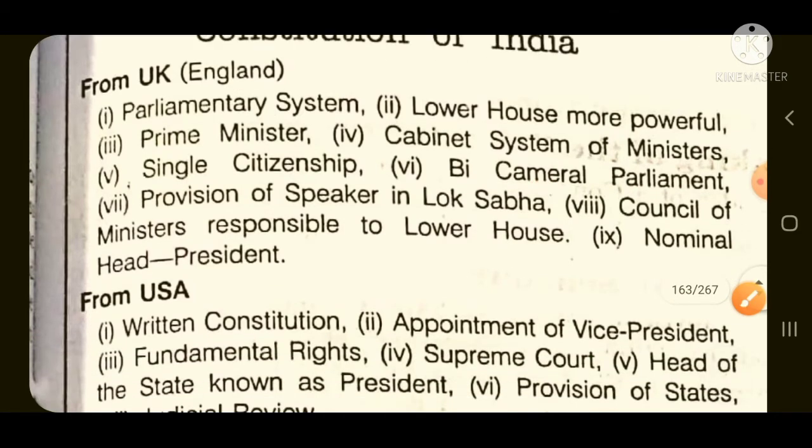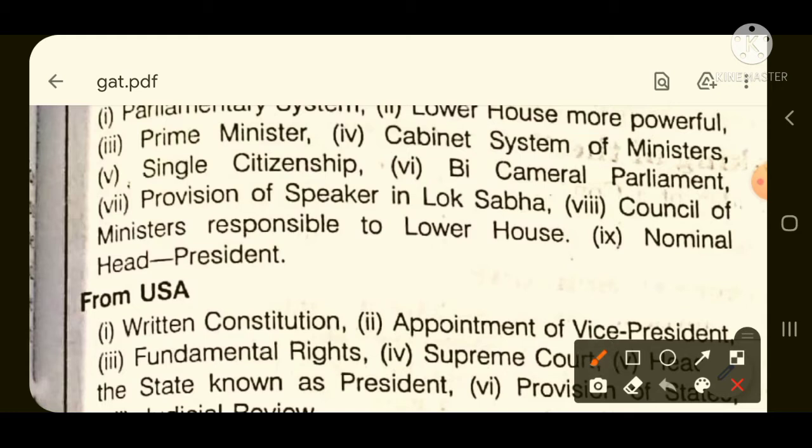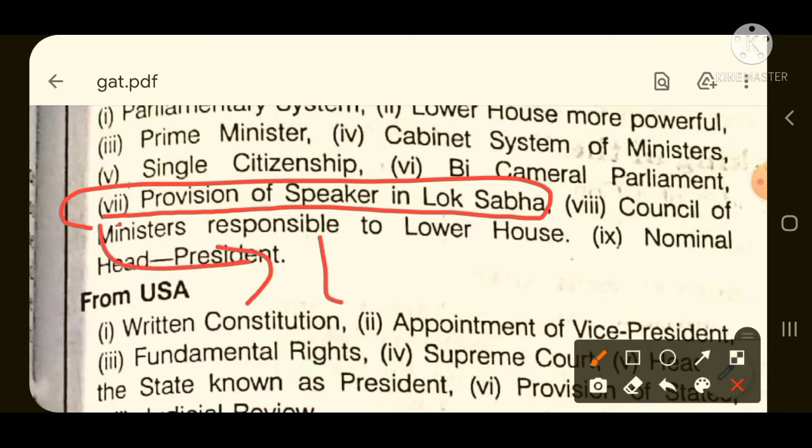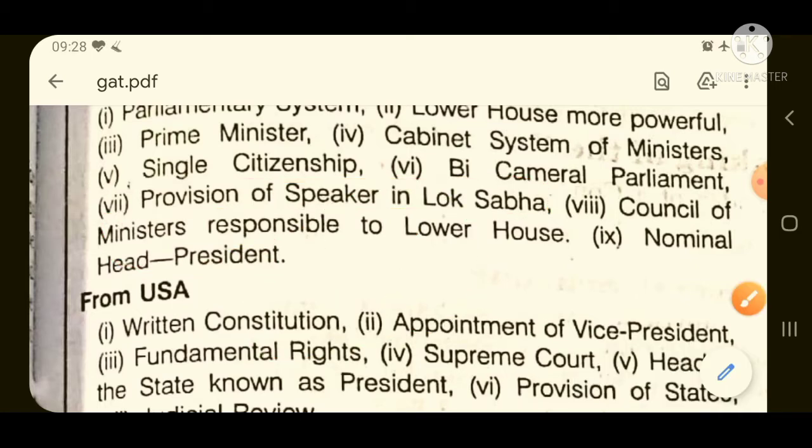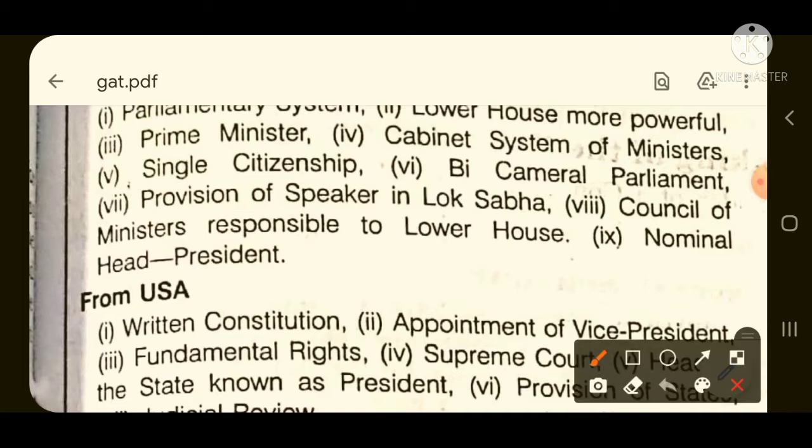So we have borrowed this feature from the country of UK. Next feature is provision of speaker in Lok Sabha. Like in our Lok Sabha we have got one speaker. The speaker is the head of the lower house, that is called Lok Sabha. In the same way, even in the UK Parliament they have got a speaker, and we have borrowed the feature of speaker of Lok Sabha from UK.